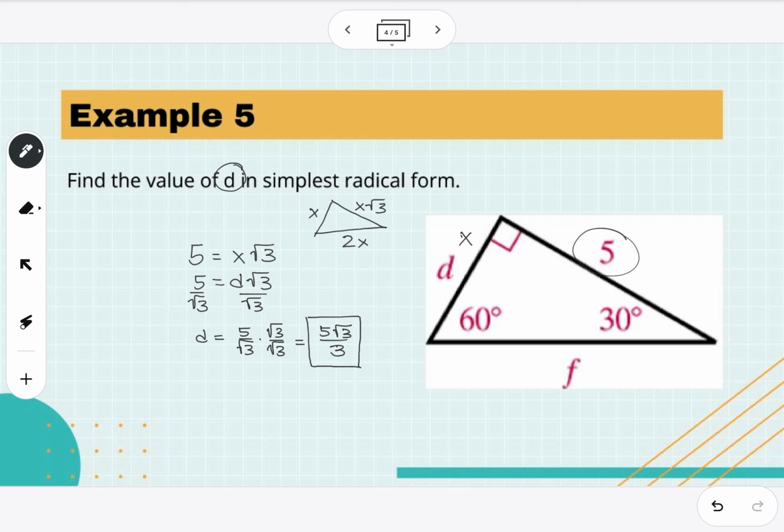And that might look a little bit ugly. If it was like a real world application, then yeah, you would want to throw this into your calculator. That would be a lot easier to deal with. But in the math world, this is our simplest radical form. We're going to leave it alone. That's your final answer. All right, I have one more problem for you.